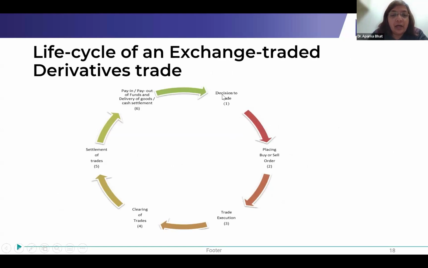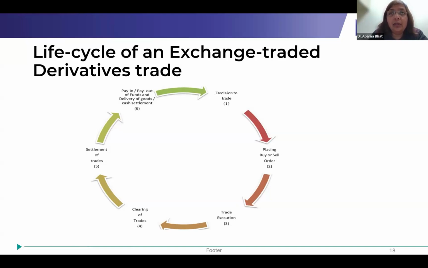So this is basically how the life cycle of an exchange traded derivatives trade happens. The first stage is the decision to trade. Obviously, the client decides to buy or sell some derivative contract, and then he places a buy or sell order. How does he place his order? Maybe over the phone or maybe through his online app. The order is placed with a broker. As I said earlier, the broker has to be a member of the exchange. The broker then enters the order in his trading system.